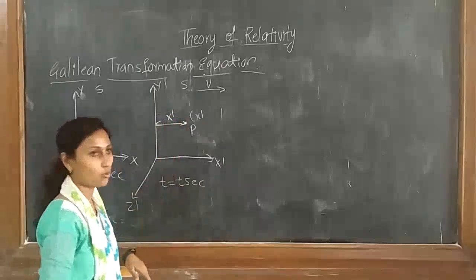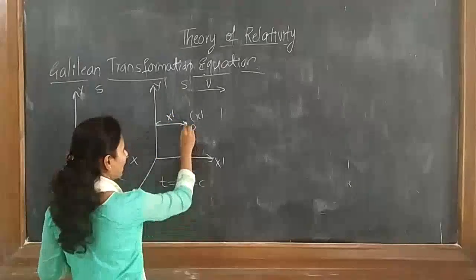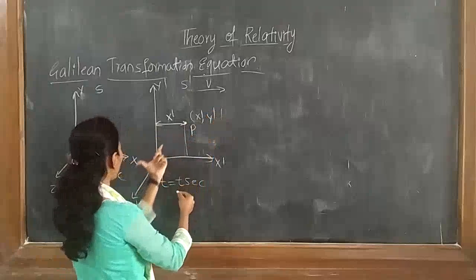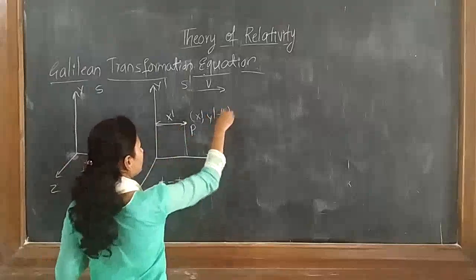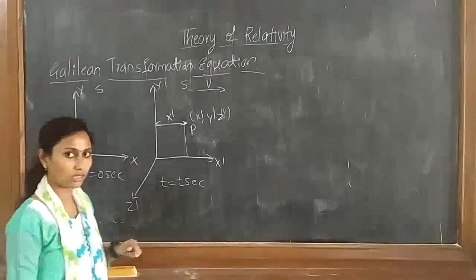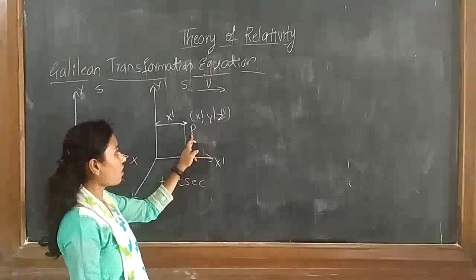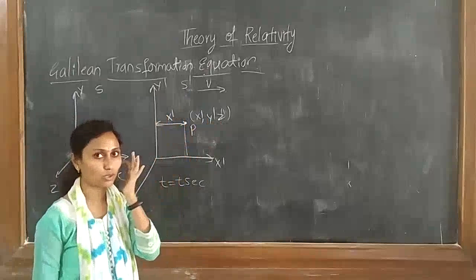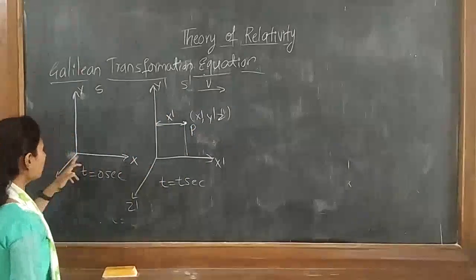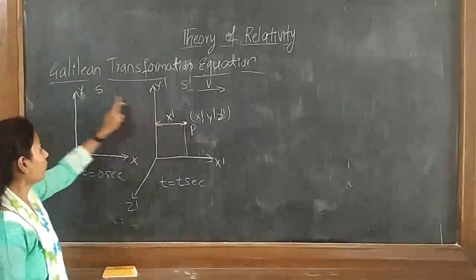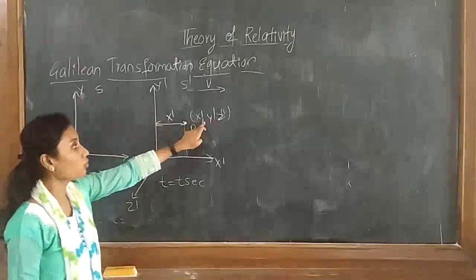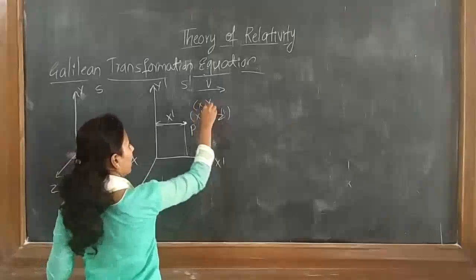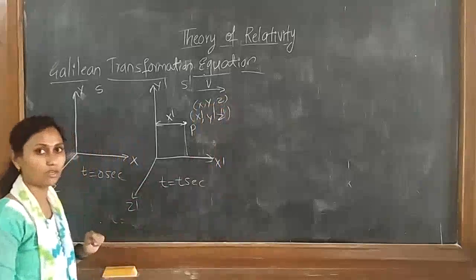So this is the X dash coordinate. And this is the Y dash distance, and this will be the Z dash distance we will take. So X dash, Y dash and Z dash are the coordinates of the event P according to the S dash frame. But when we see the same event according to the S frame, the coordinates will change. The coordinates will be X, Y and Z.